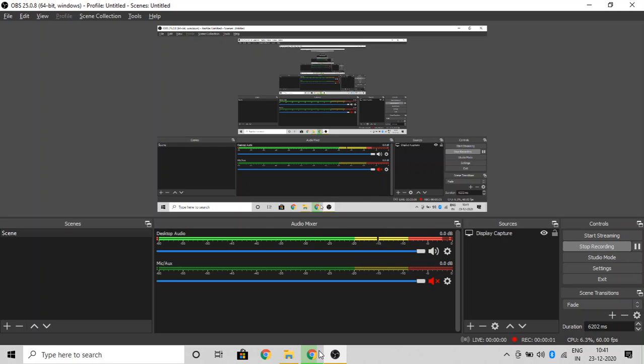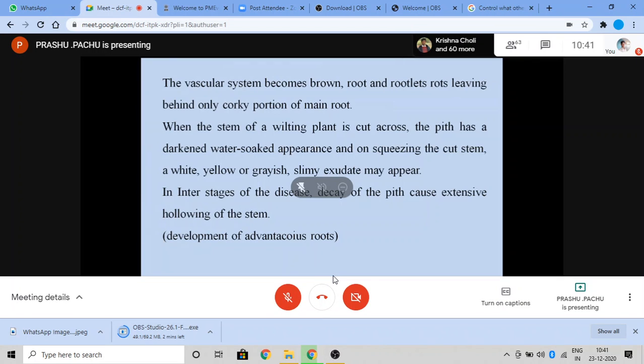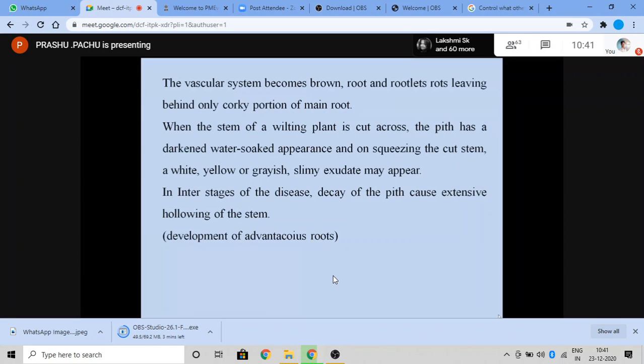Moreover, in below-ground symptoms, we can see the rotting of the roots and rootlets. Also, sometimes we can see the development of adventitious roots, especially at the collar region, in this problem. And with respect to diagnosis of the disease, we can take the infected plant and dissect the stem.